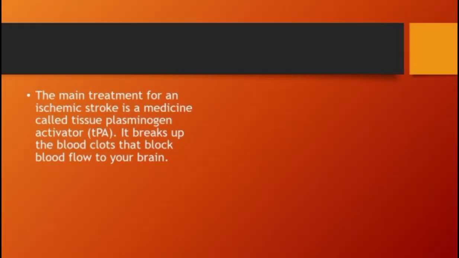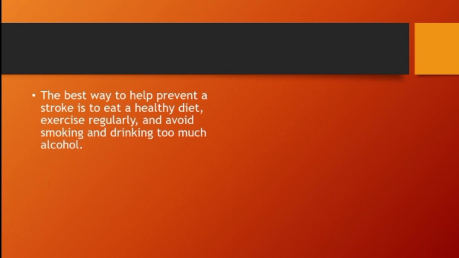The main treatment for an ischemic stroke is a medicine called tissue plasminogen activator. It breaks up the blood clots that block blood flow to your brain. The best way to help prevent a stroke is to eat a healthy diet, exercise regularly, and avoid smoking and drinking too much alcohol.